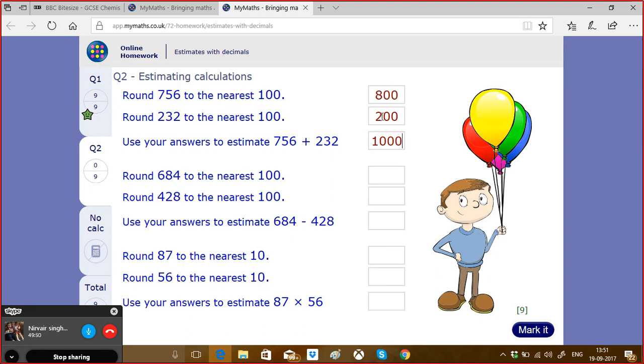232 to nearest 100, that will be 200. They are asking that use your answer to estimate this plus this. So it will be 1000, simple. The next one is 700 and the next one is 400. It is your 700 and then it is your 400 and use your answer to estimate this minus this. So what will be your answer?